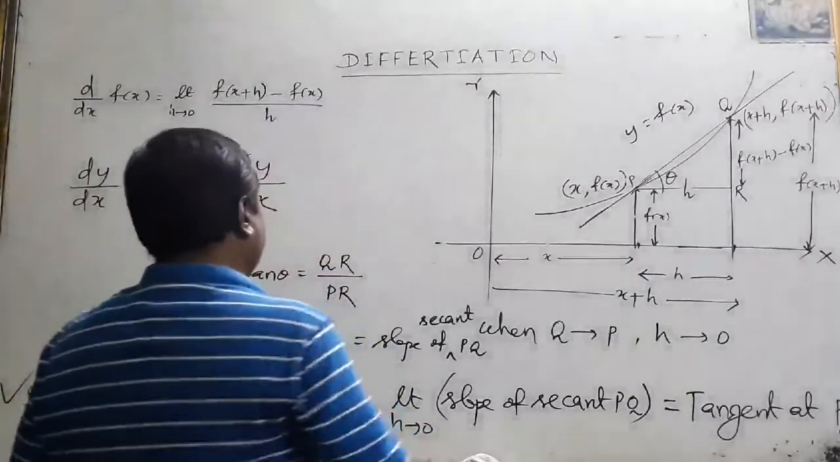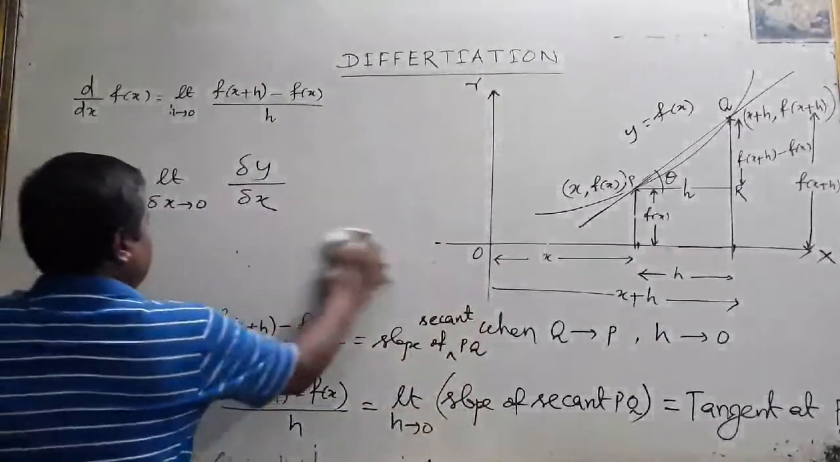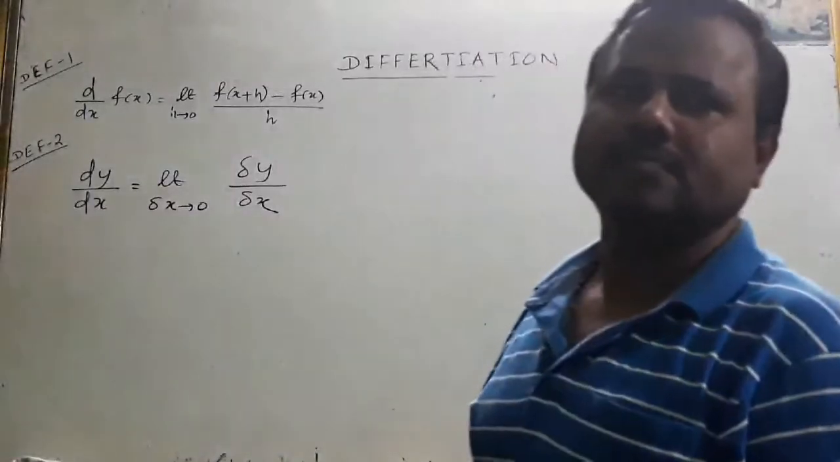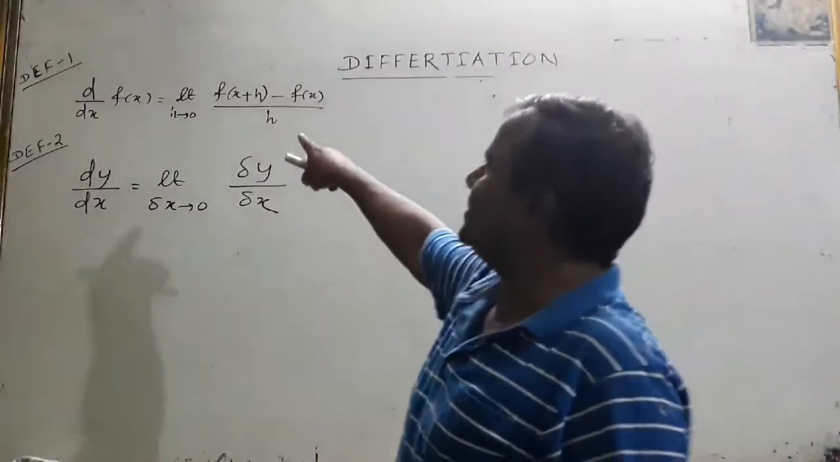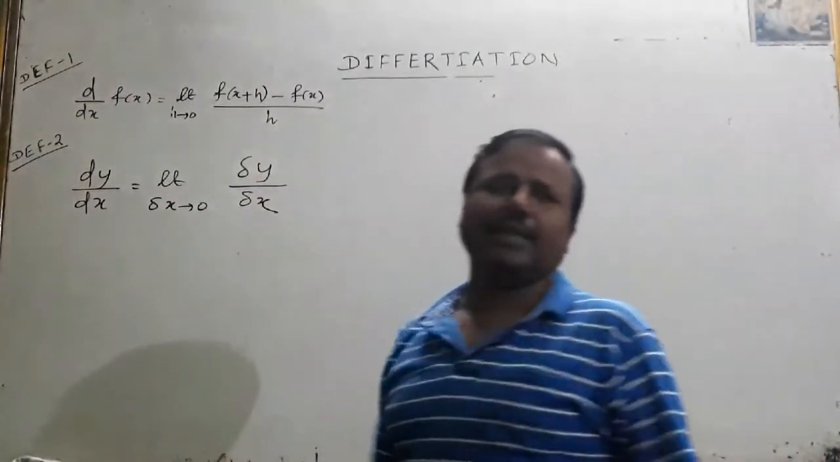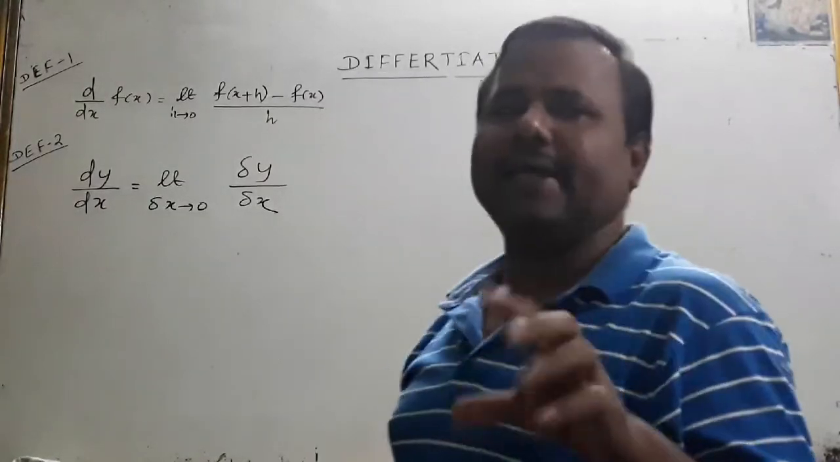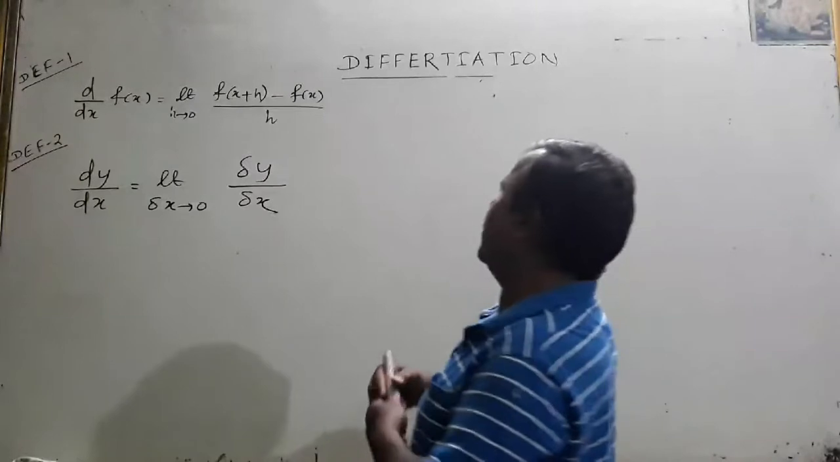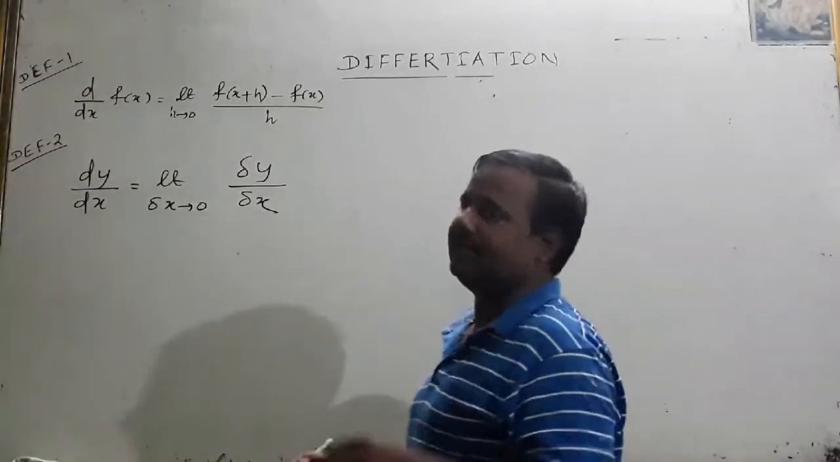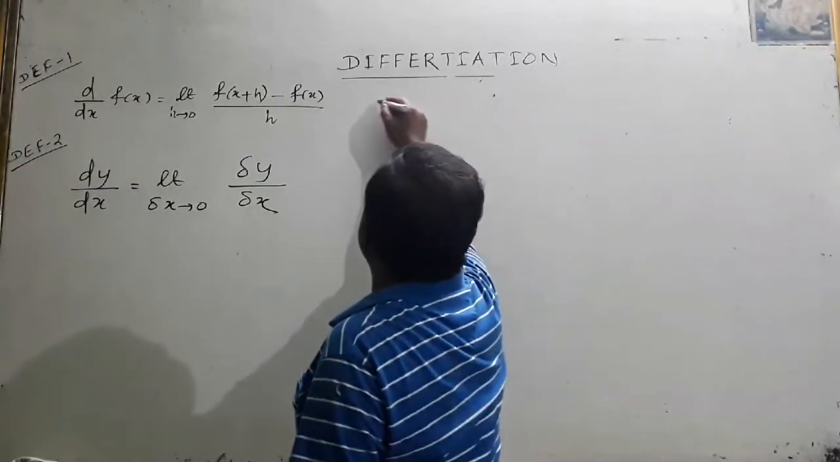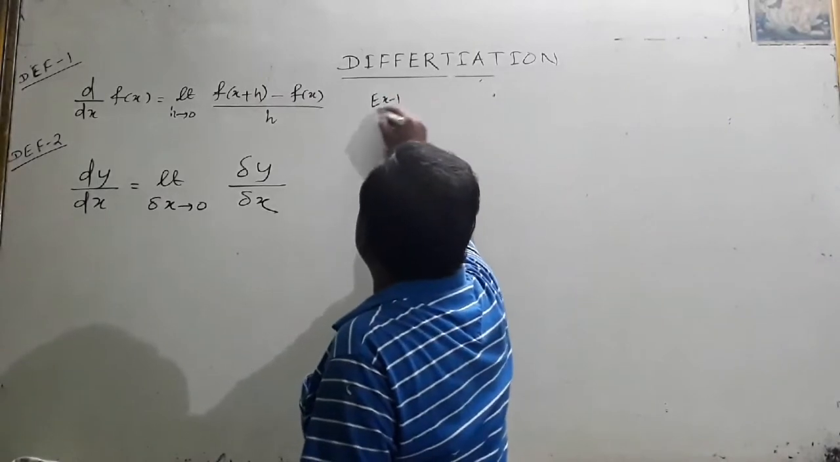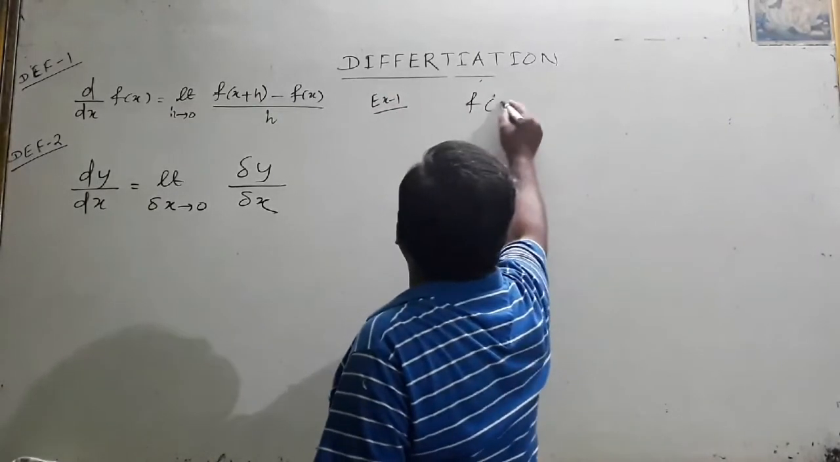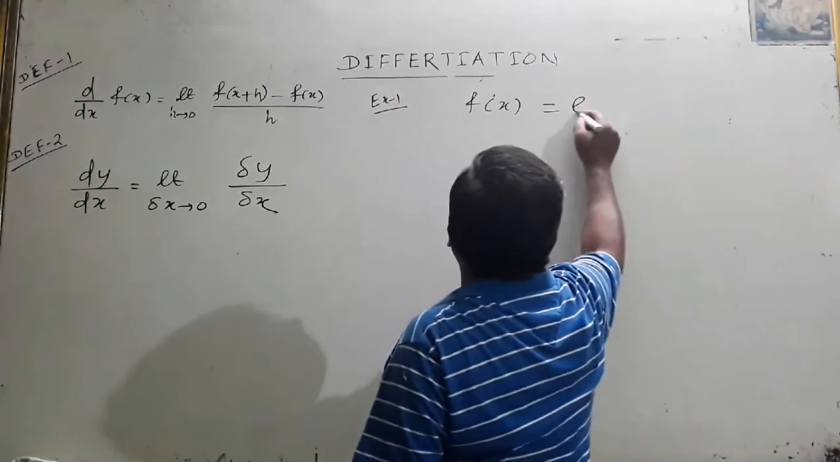Next, the geometrical interpretation. I am treating that as definition 1 and this as definition 2. Now applying definition 1, I am doing one simple problem, which is in your class 11 course. Example 1: suppose f(x) is equal to e to the power x.